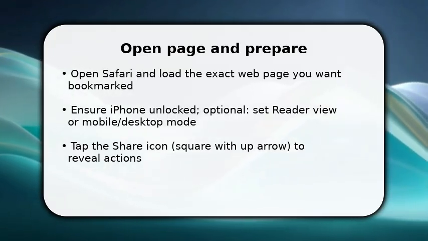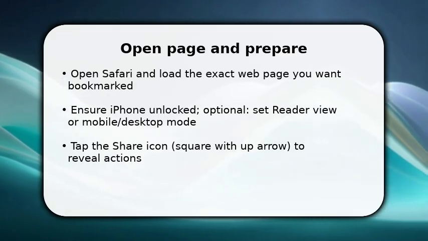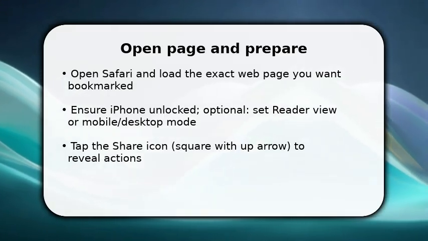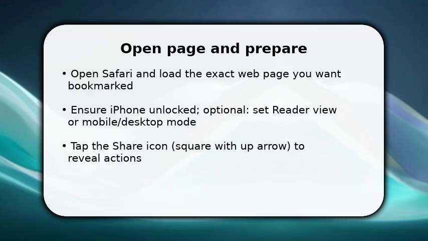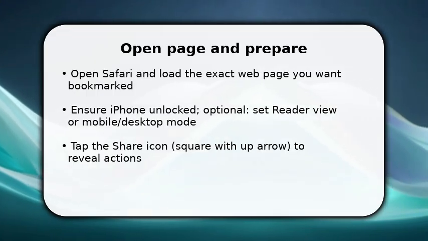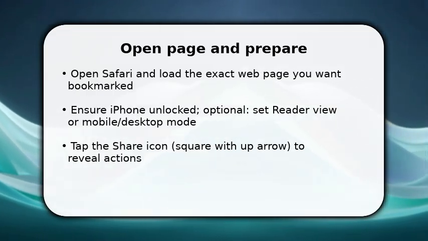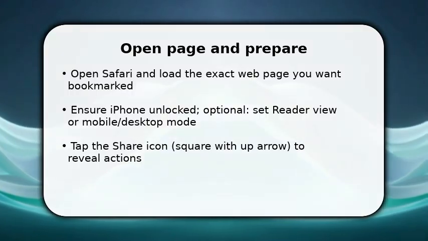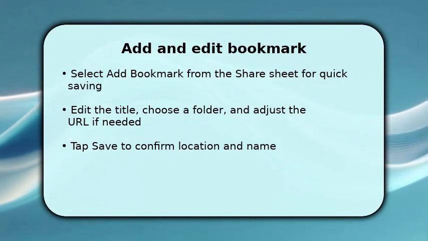Next, tap the share icon at the bottom. That opens the menu of actions. This step matters because the share menu contains the add bookmark command and other save options, so pausing here avoids saving the wrong page. Once the share sheet is visible, choose Add Bookmark.